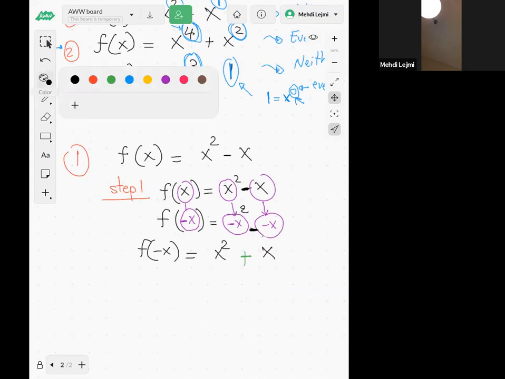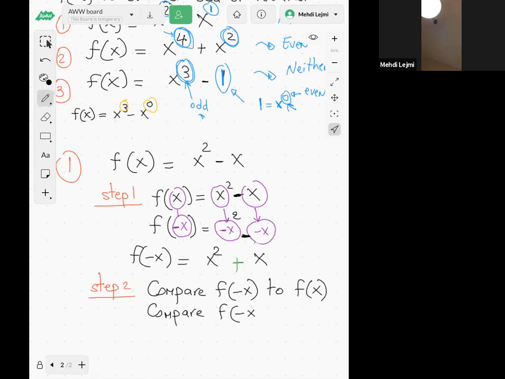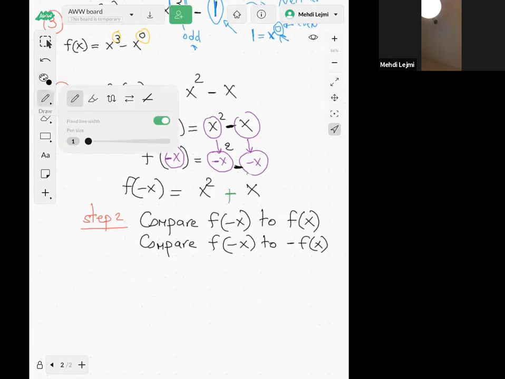Now, in step number 2, I'm going to compare f of minus x to f of x. If they are equal, of course, the function would be even. Otherwise, I'm going to compare f of minus x to minus f of x. So let's see, what's f of minus x?